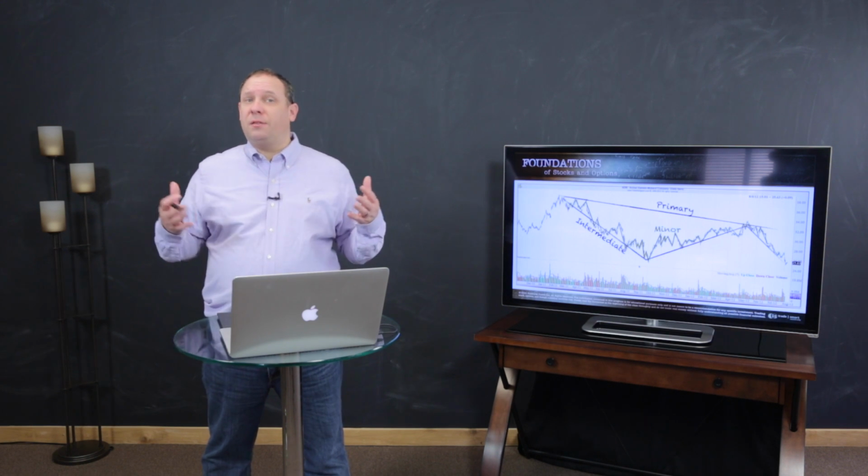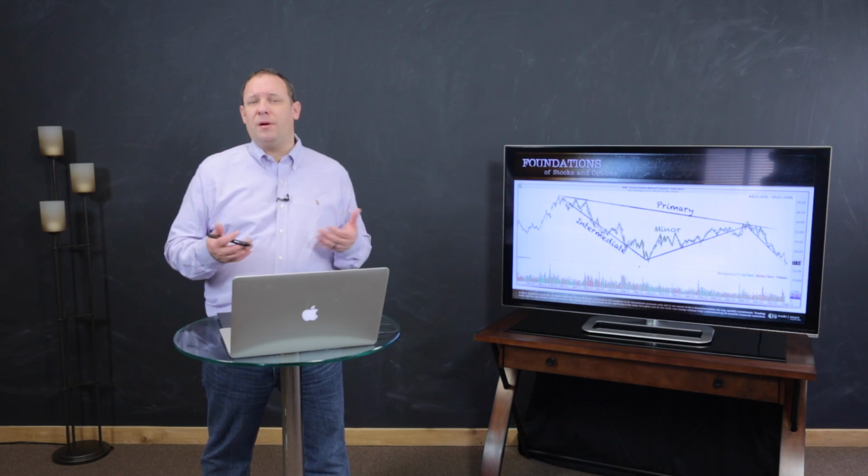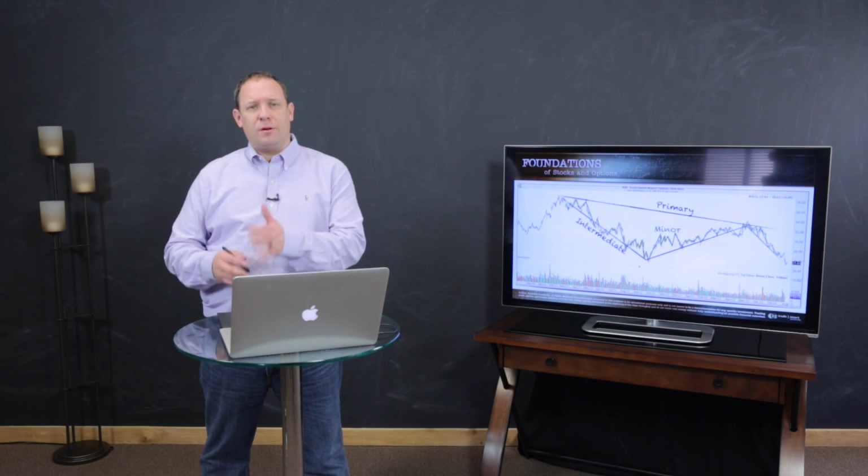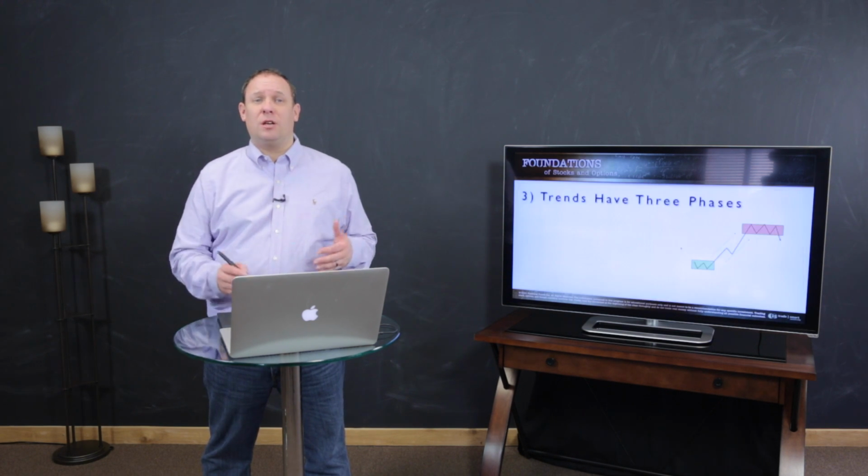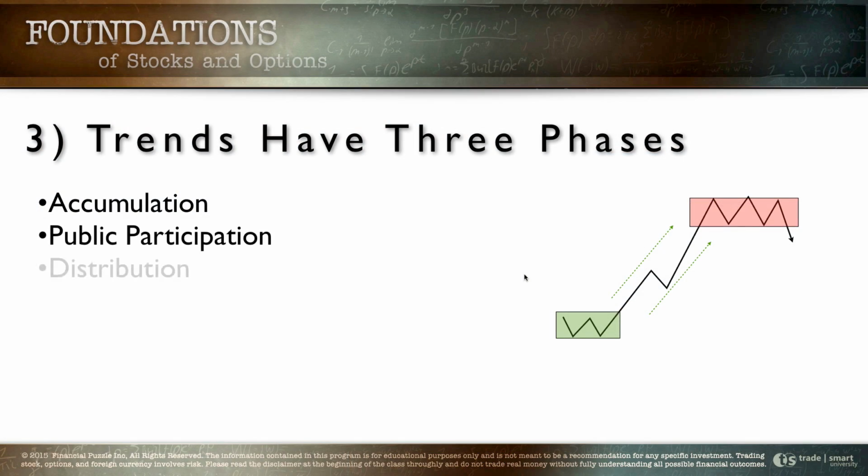Okay, so now that we understand the three levels of the trend, primary, intermediate, and minor, let's learn about the third tenet of Dow theory, which talks about the phases of the trend. And we say that the trends have three phases, and those three phases break down as follows: the accumulation phase, the public participation phase, and the distribution phase. So yes, we've got three levels of the trend, and we've got three phases of the trend. Those are the phases that are happening inside that trend.